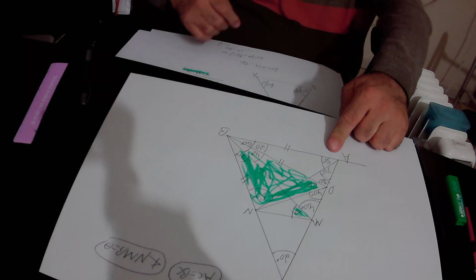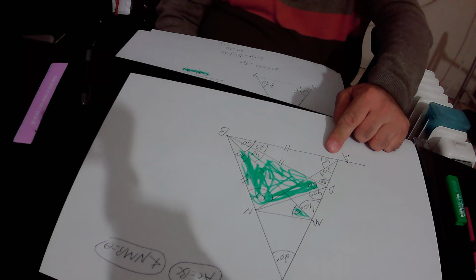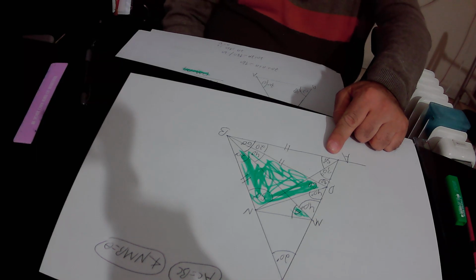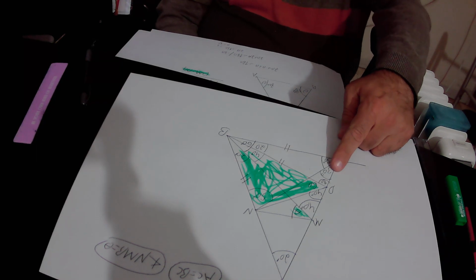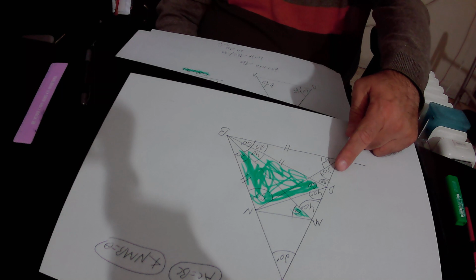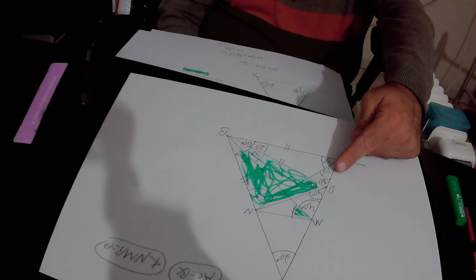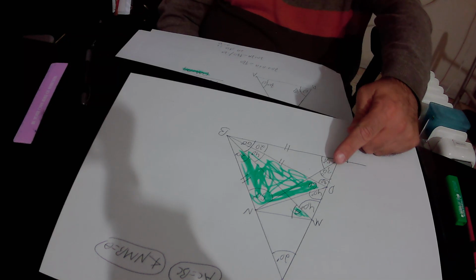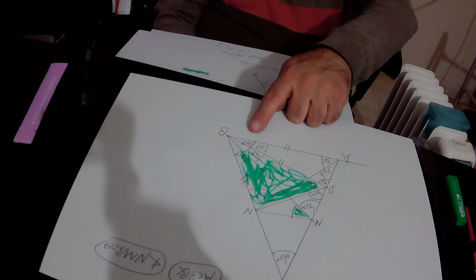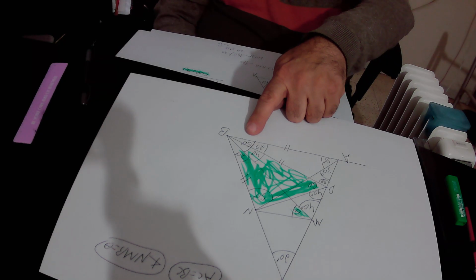And because this angle equals 50 degrees, the missing angle must be equal to 30 degrees in order to complete the value of this angle, theta, to 80 degrees. Likewise, this angle equals 60 degrees.